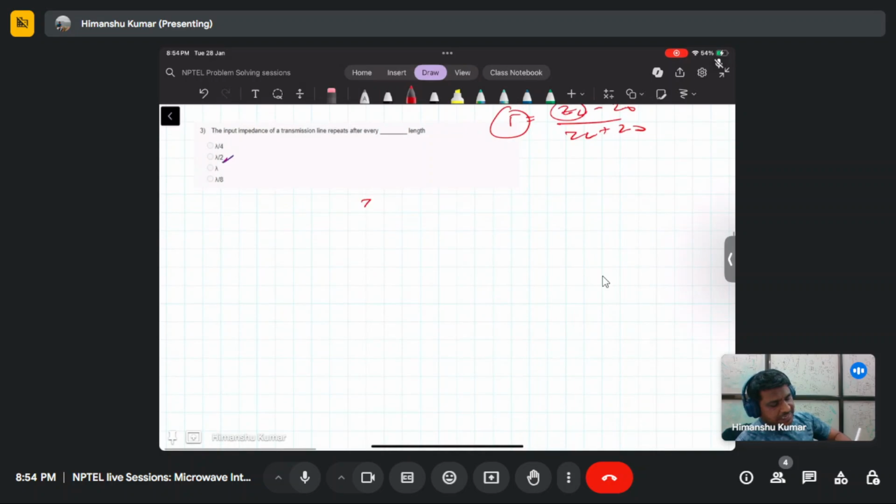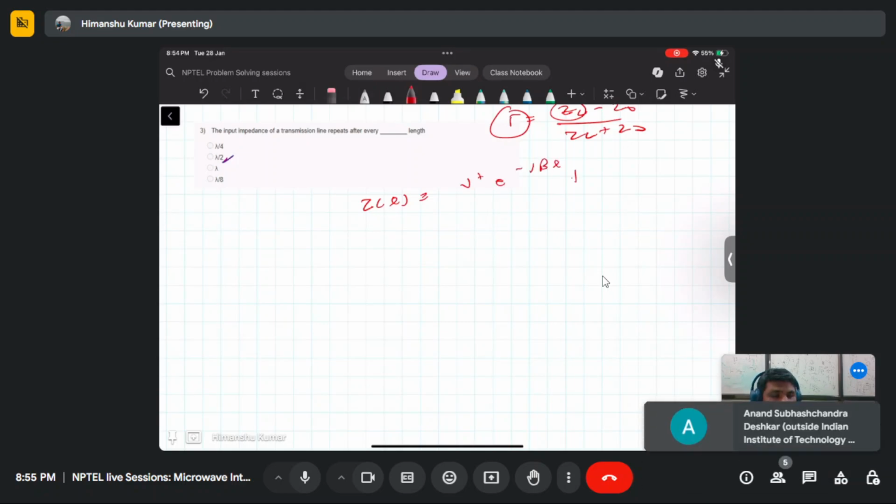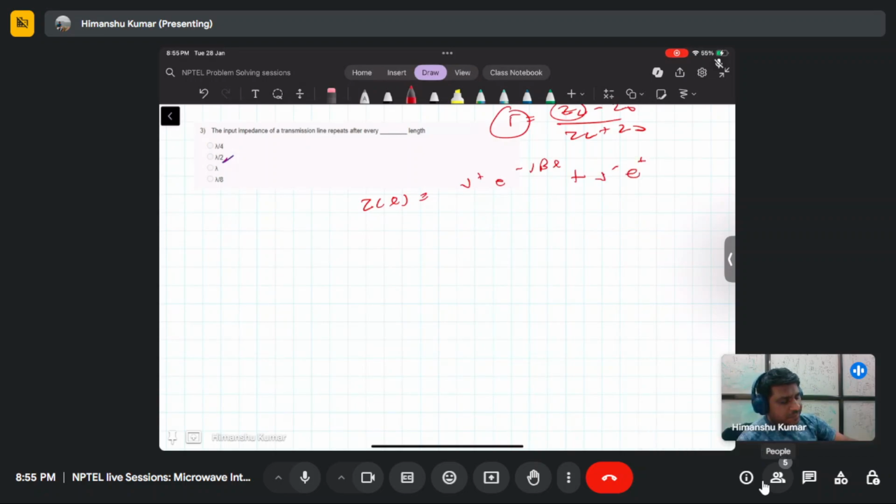So you can write Z of any point L equals V plus exponential of minus j times beta L plus V minus exponential of plus j times beta L. Similarly, you can write I plus times exponential of minus j times beta L minus I minus exponential of plus j times beta L. So now if you take minus j beta L common from the numerator, V plus exponential of minus j times beta L.